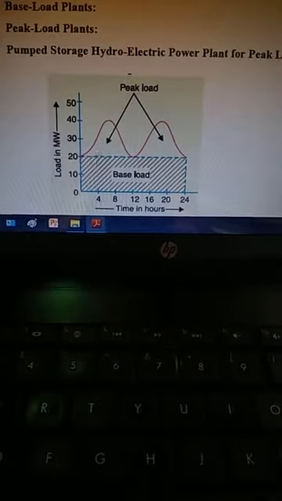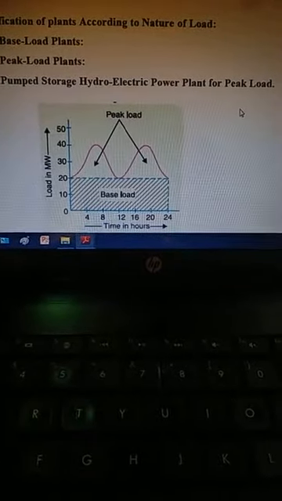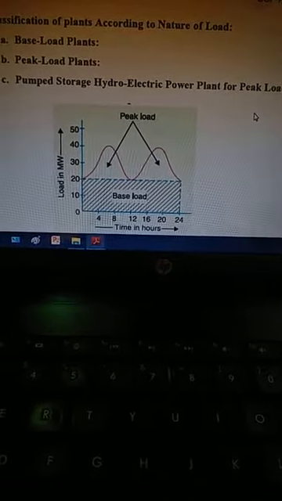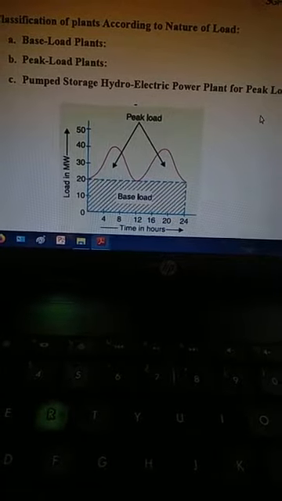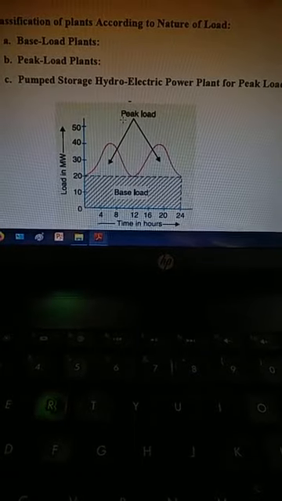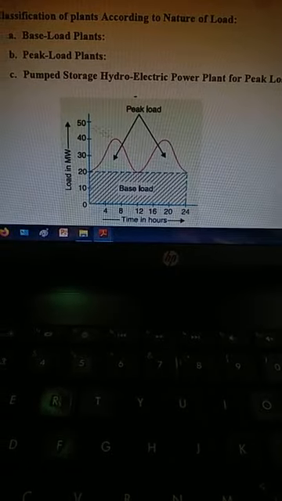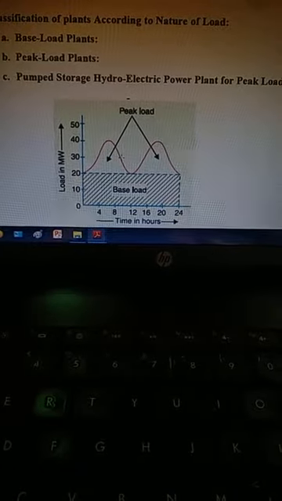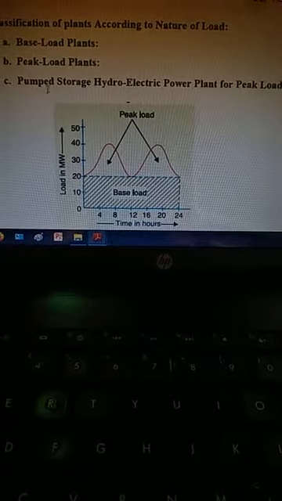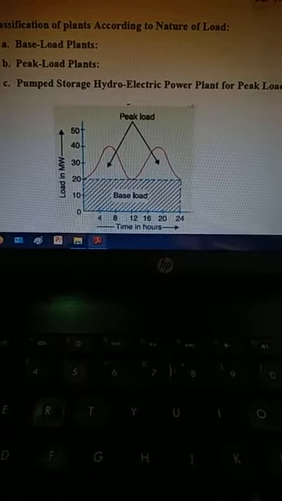So let us now move on to the third: the pumped storage hydroelectric power plant, or you can say pumped hydroelectric. I will explain this pumped storage hydroelectric plant in the subject called energy storage and management, which will be a subject in the 7th semester. This time I will tell you briefly what a pumped storage hydroelectric power station is.